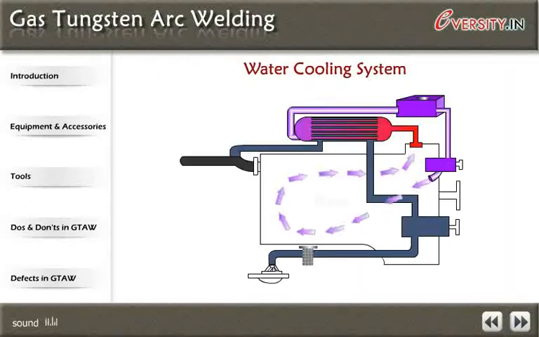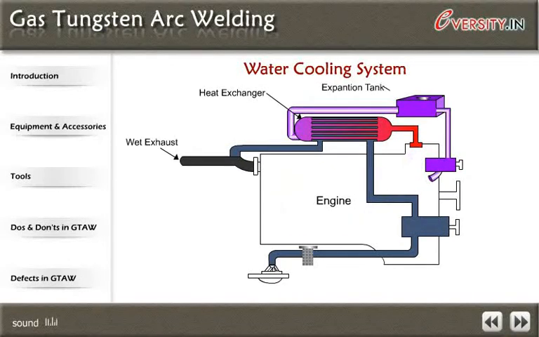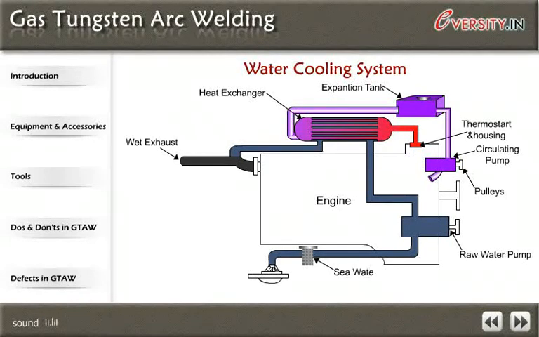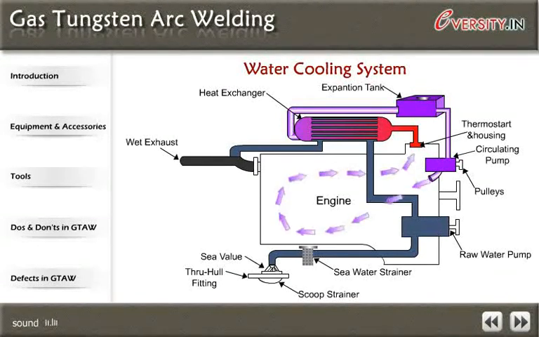Water cooling system, engine, wet exhaust, heat exchanger, expansion tank, thermostat and housing, circulating pump, pulleys, raw water pump, seawater strainer, scoop strainer, through-hull fitting, seacock. Water cooling system provides cooling water to the welding torch. Cools the tungsten rod, torch handle and welding cable. Cooling water returns through a flexible tube which carries the welding cable within.